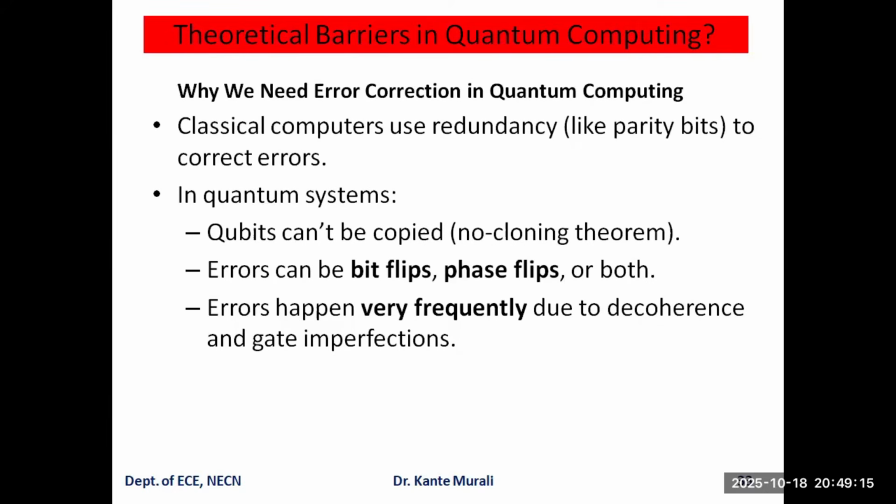Now let's see what is the need of error correction in quantum computing. As discussed in the previous slides, errors may be due to many reasons. Maybe one of the reasons is decoherence. In classical computers, we handle errors easily because we can copy the bits, use parity checks and correct the mistakes with redundancy. But in quantum computing, the situation is very different. We can't copy qubits because of the no-cloning theorem, and errors come in more flavors like bit flip, phase flip, or both. Also, qubits are constantly being disturbed by decoherence and imperfect gates. So we need quantum error correction to protect information without measuring directly.